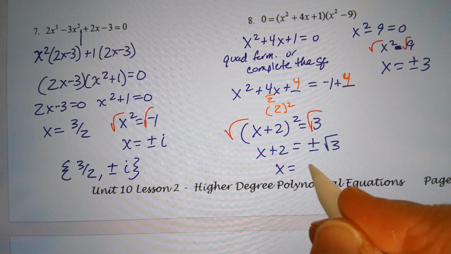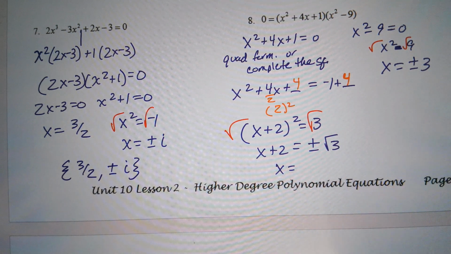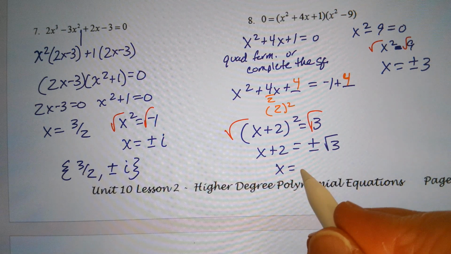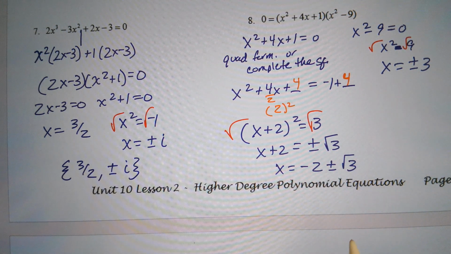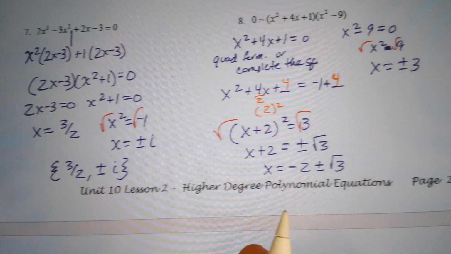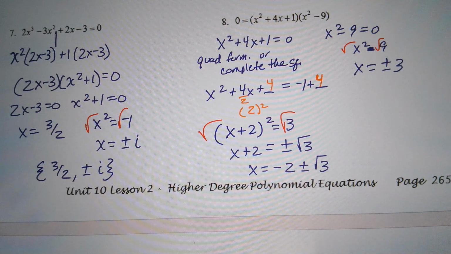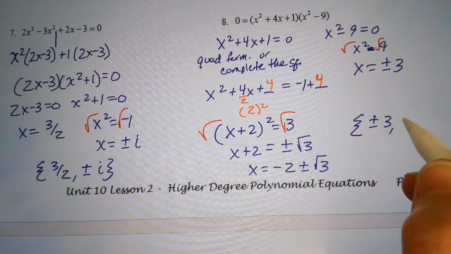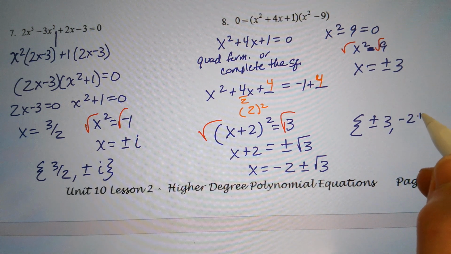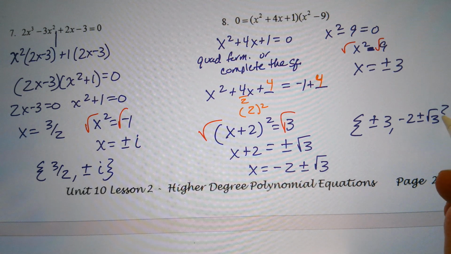Subtract 2, x equals negative 2 plus or minus the square root of 3. So we have 4 real solutions here. We have plus or minus 3 and negative 2 plus or minus the square root of 3.